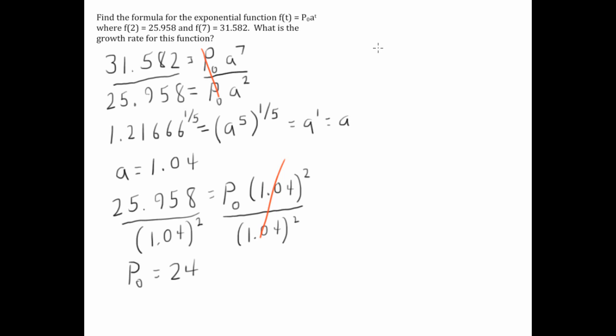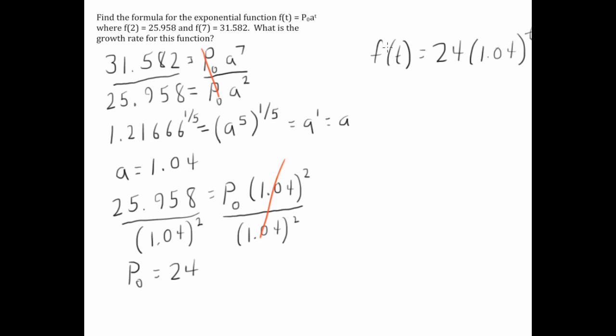Alright, so that means our formula for f of t is 24 times 1.04 to the t. Just a quick note, a is greater than 1. That means this is going to be an increasing exponential function, which certainly matches the data.